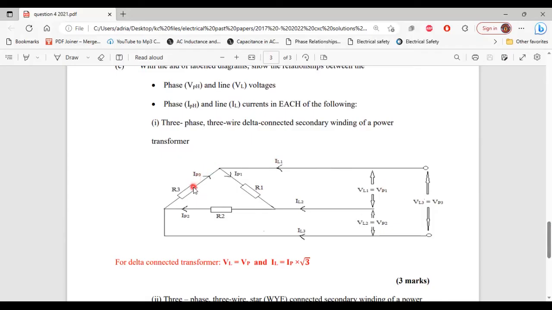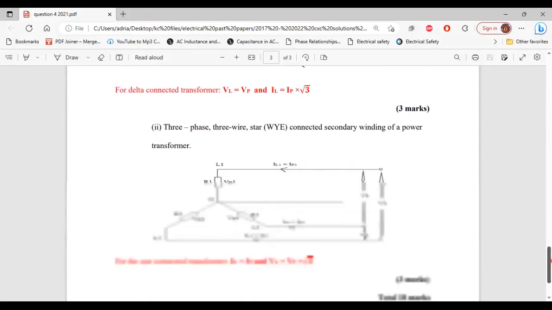So here's the diagram of the 3-wire delta connected secondary winding of a power transformer. Now, the relationship as it relates to the phase current with the line current and the phase voltage with line voltage. So for delta, the line voltage is equal to phase voltage, and the line current is equal to the phase current multiplied by root 3. Alright, so that's it for part 1 of C.